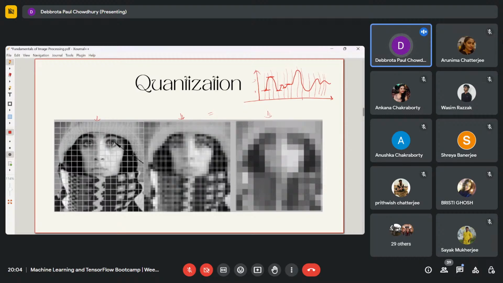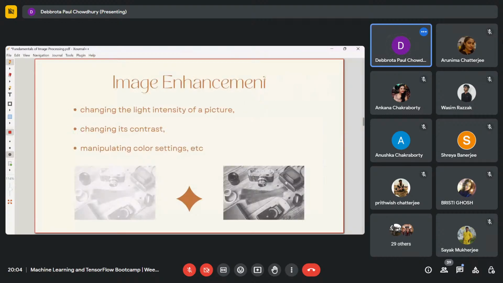So two things are required to convert a continuous signal to a discrete signal, basically a digital image. Okay. Now we'll come to the application part. That is, image processing we use to enhance the image, right? Now, if you have one blurry image, you can change the brightness, you can change the contrast, you can manipulate the color scheme and everything to get a better image.